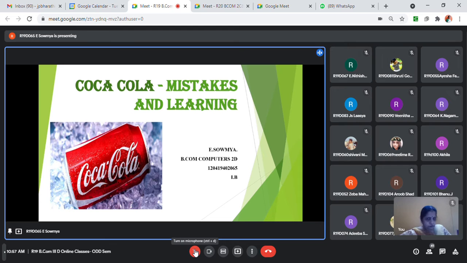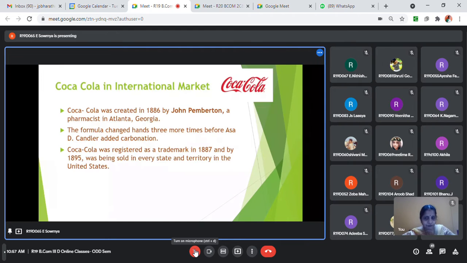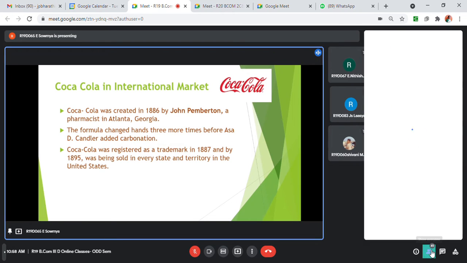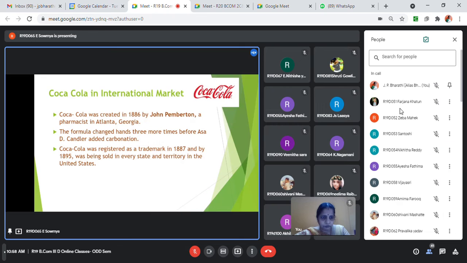Coca-Cola mistakes and learning. Coca-Cola in the international market. Coca-Cola was created in 1886 by John Pemberton, a pharmacist in Atlanta, Georgia. The formula of Coca-Cola changed hands 3 more times before Asa Candler added carbonation. Coca-Cola was registered as a trademark in 1887 and by 1895 was being sold in every state and territory in the United States.